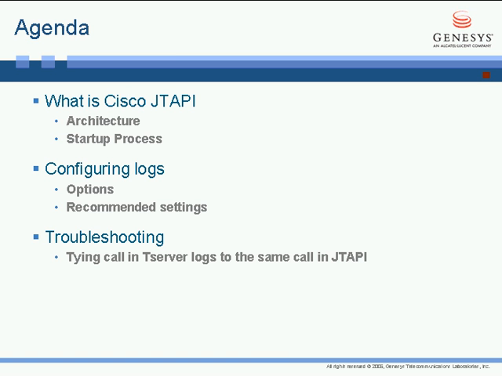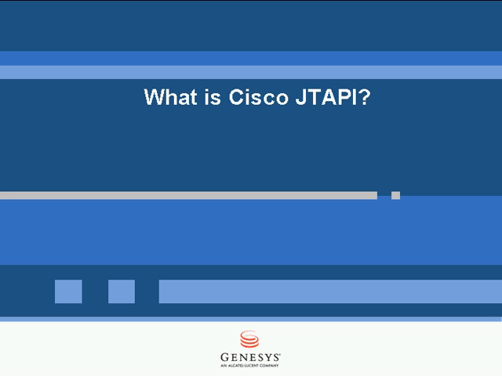Today we will cover the following topics: what JTAP is and how it fits into the architecture with Genesis, what the startup procedure of TServer and JTAP client looks like from the log standpoint, configuring logging to capture information relevant to the troubleshooting process. In addition, I will cover an example of configuration of logging. Finally, I will review a basic call flow showing how to tie events from the TServer logs to the JTAP logs.